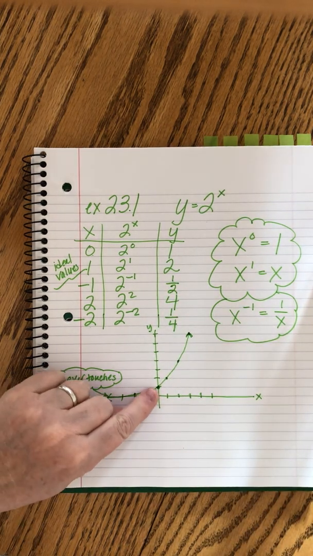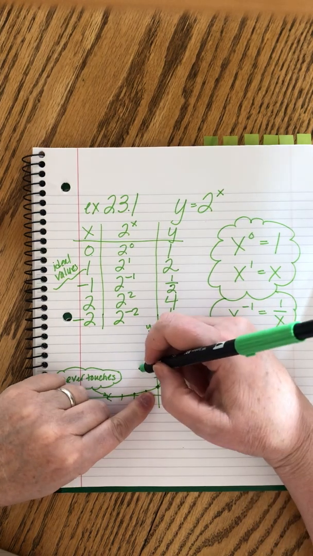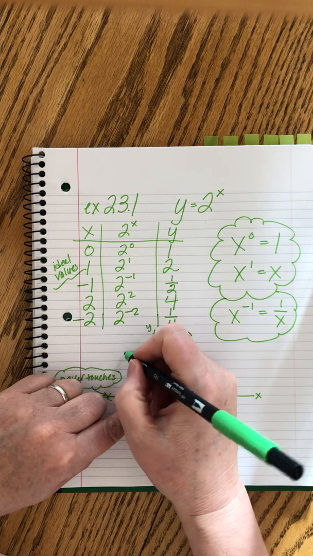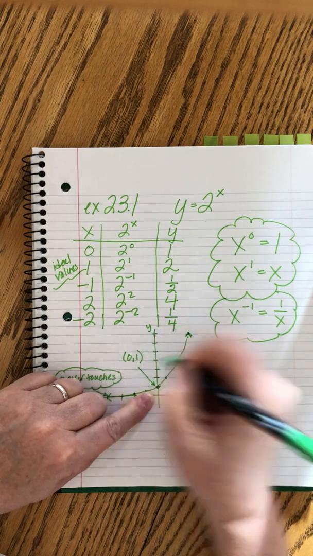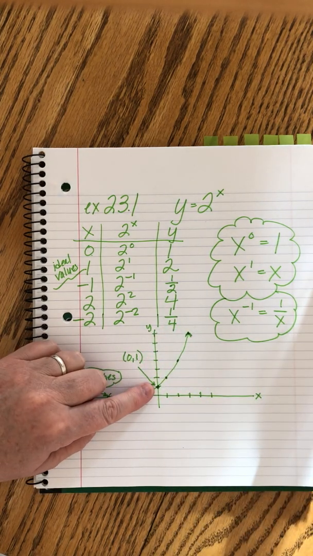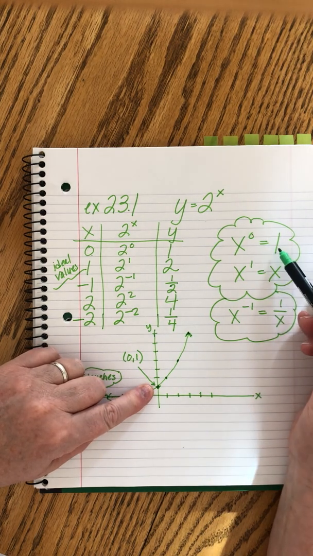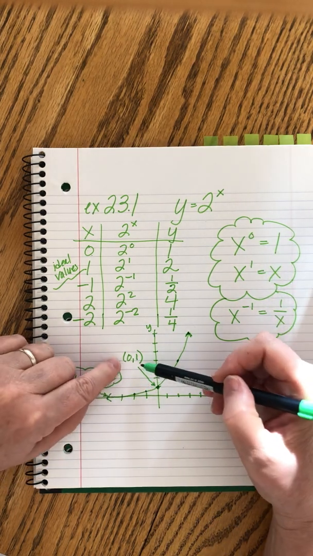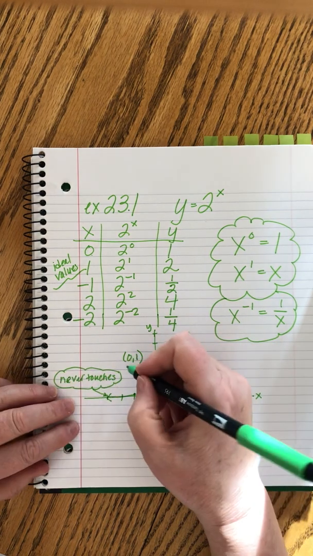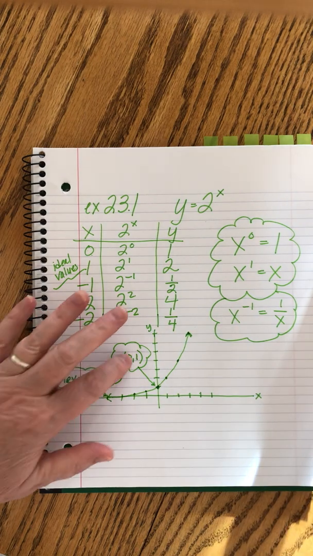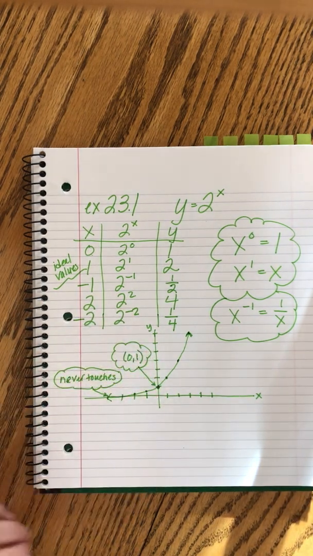Okay? This point, see how I made it extra big? This point is the all-important 0, 1, and that will always show up on our exponential curves because x to the 0 is always equal to 1. So this point is really important, and you'll see why. I'll explain more about that. But I want to point that out to you, that that curve is very important on this.